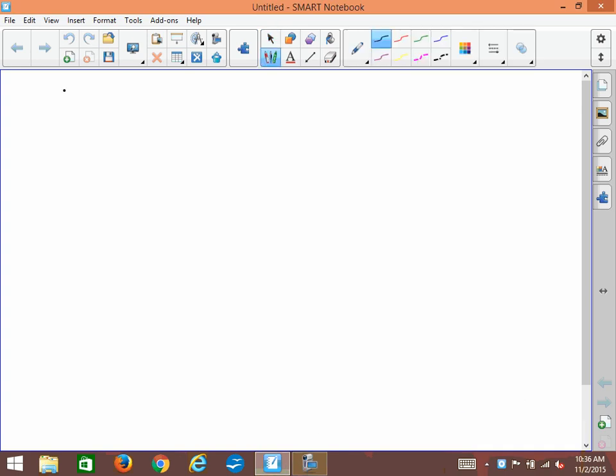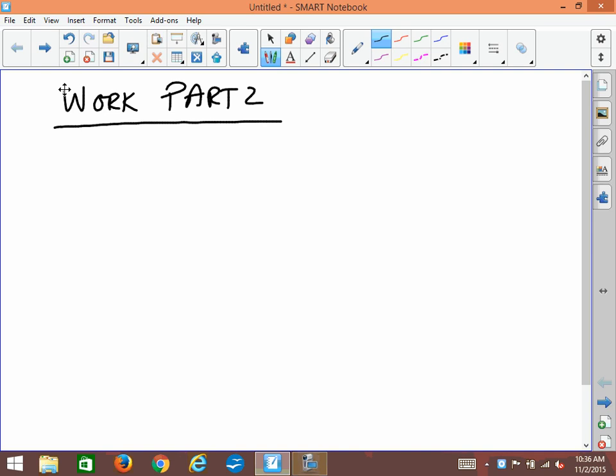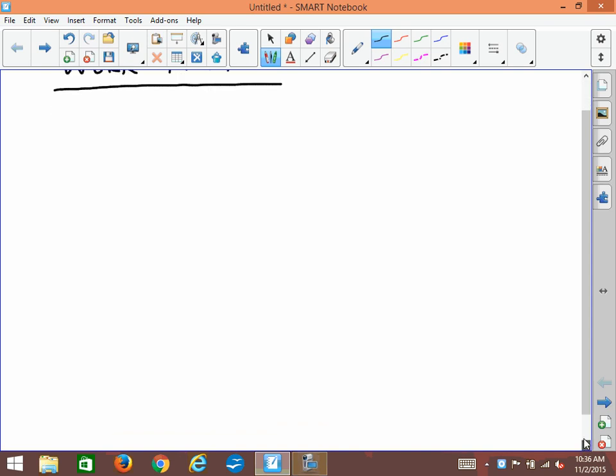So we're going to do sort of work part 2 here. And we're going to look at an example of an inclined plane, which is a simple machine, which is useful for us because it allows us to do things that we couldn't ordinarily do. So we're going to take an object. Let's say we have this object. It's a big box and it weighs 60 kilograms.